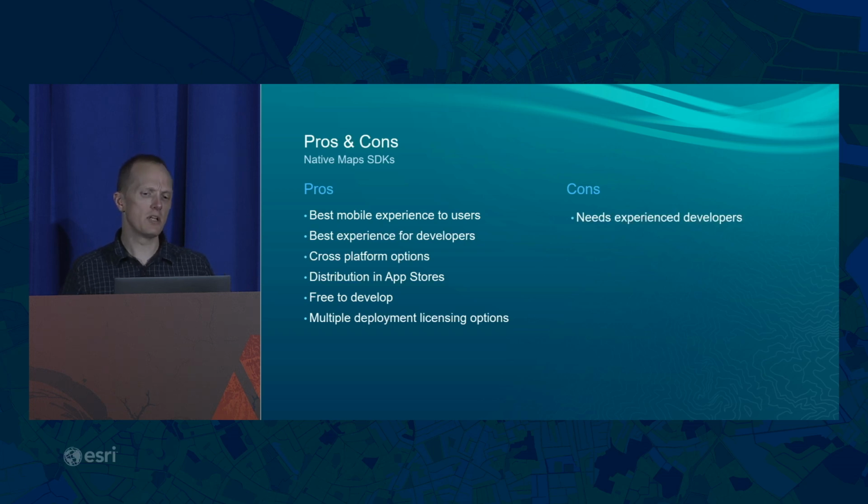What about some of the cons of the native Maps SDKs then? You need experienced developers to build these applications. So to build robust, supportable, well-tested applications, you need good, experienced developers. And you may also be developing an application from scratch. So that means many things. It means obviously application design. It means an infrastructure around that. It means testing the application. It means planning the life cycle of that application.